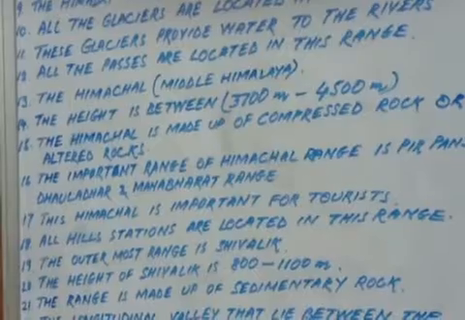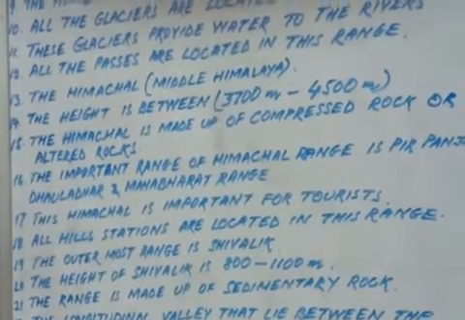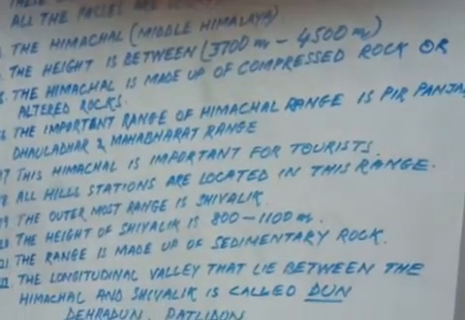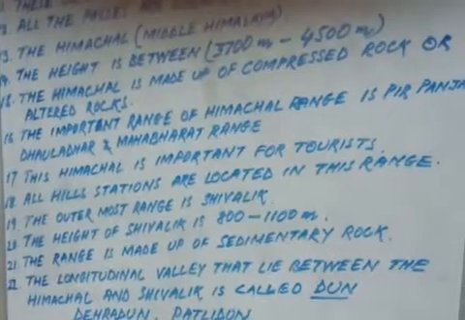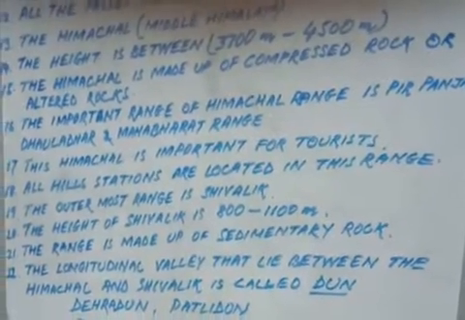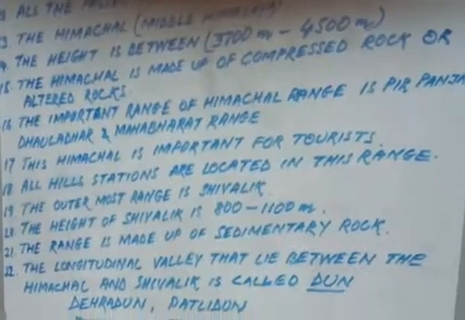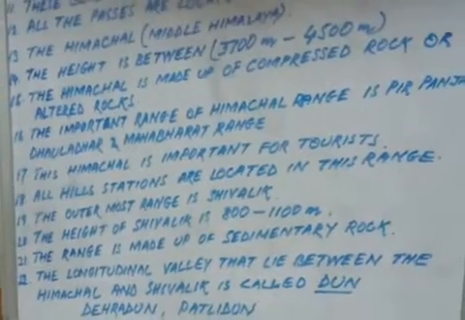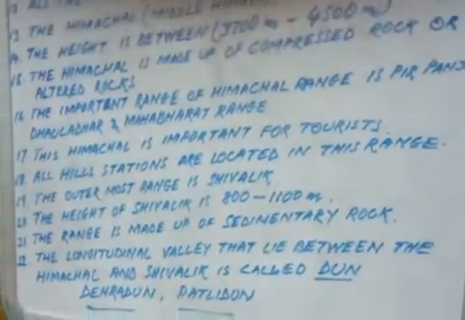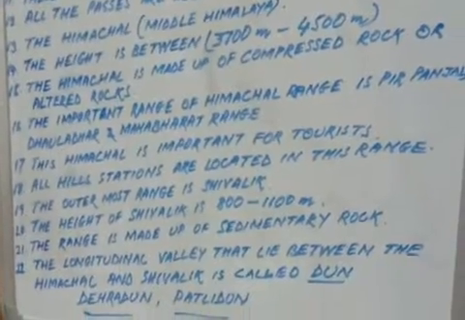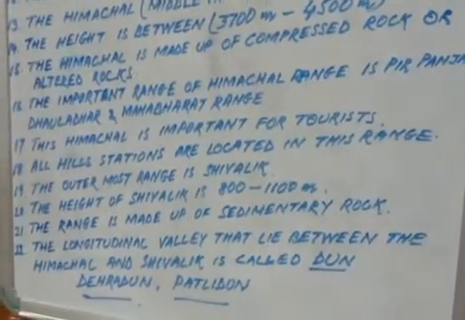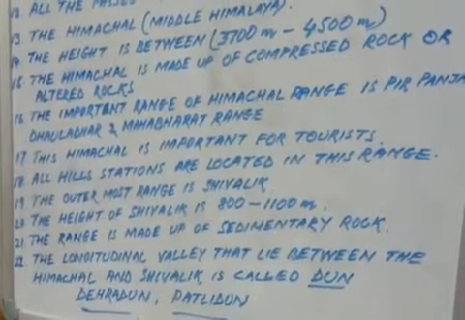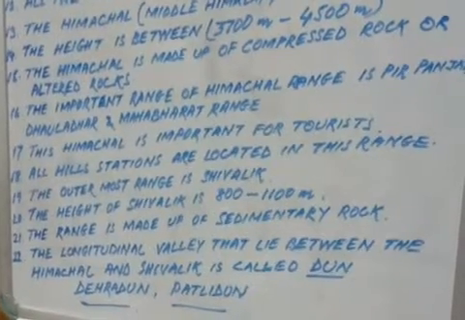The outer range is called Shivalik. The southernmost range is Shivalik. It is 800 to 1100 meters in height. It is made up of sedimentary rock. The longitudinal valley that lies between the Himachal and Shivalik is called Doon. Doon is a plain land. Examples of Doons are Dehradun, Patli Doon, all these.